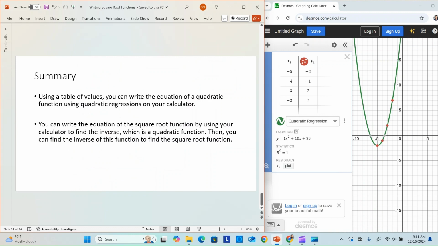So remember, using a table of values, you can write the equation of a quadratic function using quadratic regression on your calculator. You can use this idea to write the equation of a square root function. All you have to do is find the inverse function, which is a quadratic, and then find the inverse algebraically in order to find the square root function.